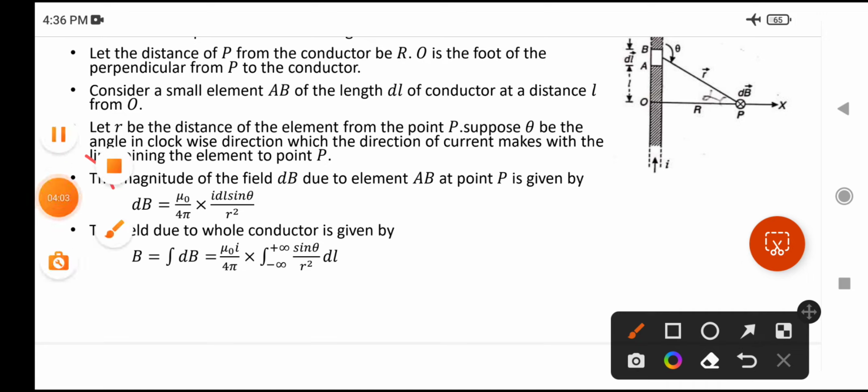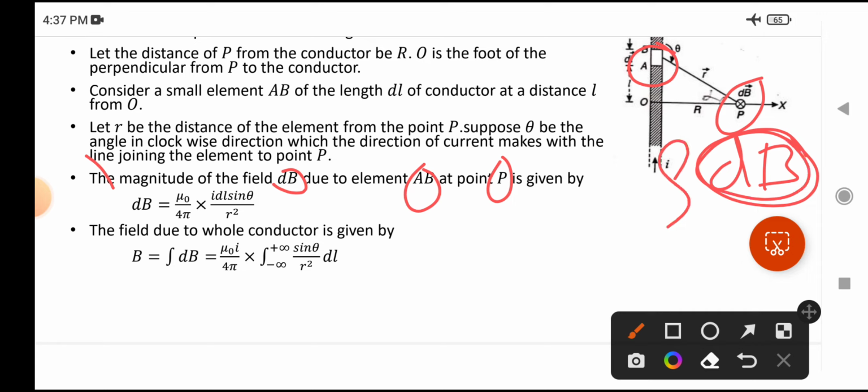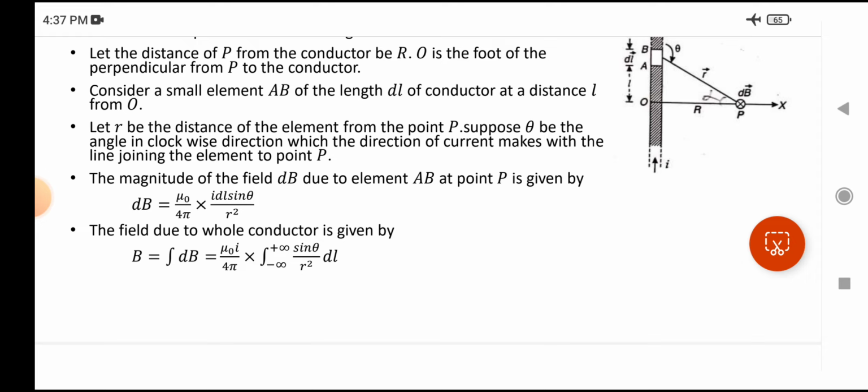The magnitude of field dB due to element AB at P is given by... At this point, how much field is present? That field we are going to calculate. Let the field at that point be dB. Why is it small? Because we consider a small length, so the field is also small. If you integrate it, you can get the total field at that point due to the long conductor.